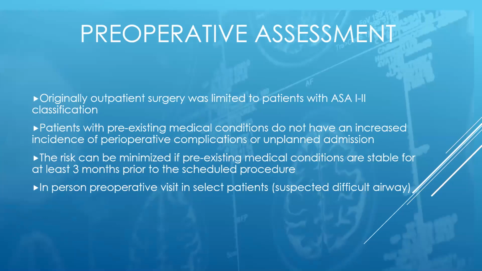Originally, outpatient surgery was limited to patients with ASA 1 and ASA 2 classification. This has changed, as I mentioned earlier. Patients with pre-existing medical conditions have been shown not to have an increased incidence of perioperative complications or unplanned admissions, as long as their pre-existing medical conditions are stable for at least 3 months prior to the scheduled procedure. In certain cases, for example, if you suspect a difficult airway, you might invite the patient in for an in-person preoperative visit, but this is usually a rare event.